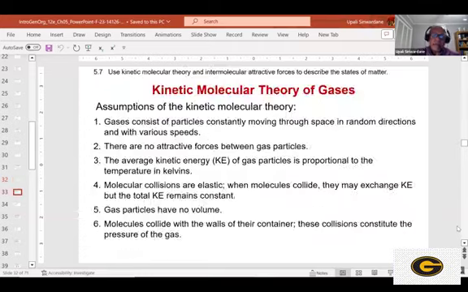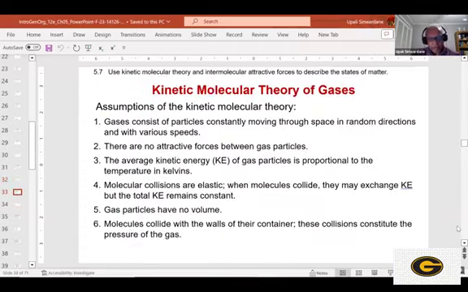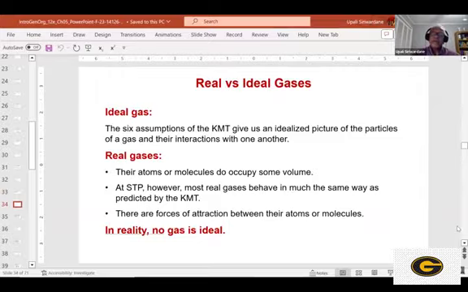We also talk about kinetic molecular theory. There are assumptions of kinetic molecular theory. There are going to be questions about these assumptions. Some of them directly ask which concepts are true statements of kinetic molecular theory. Then you have to pick the correct ones.